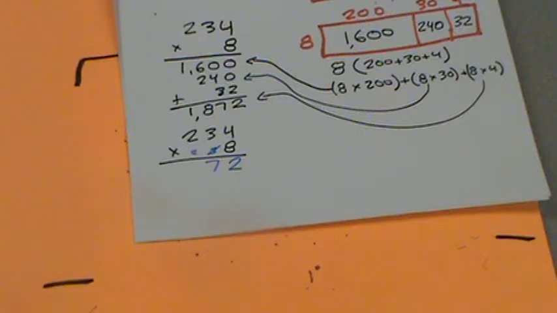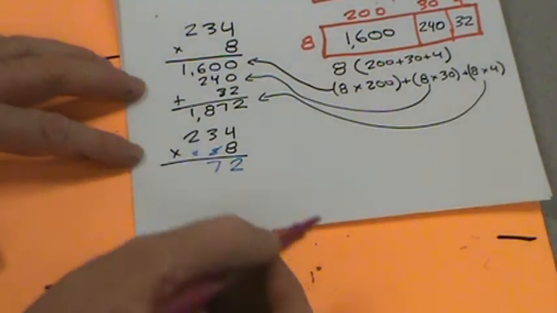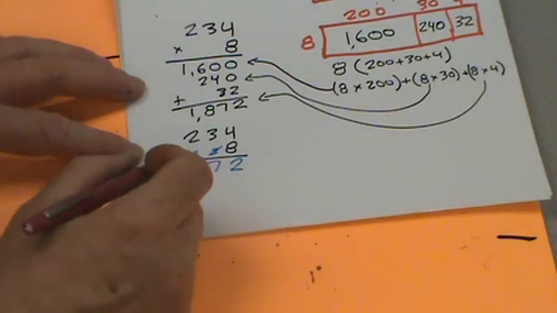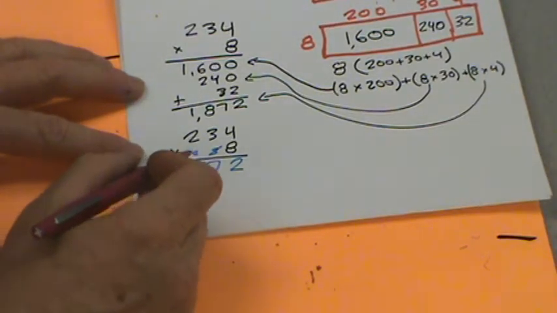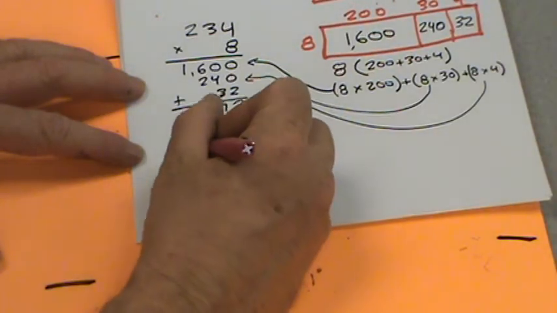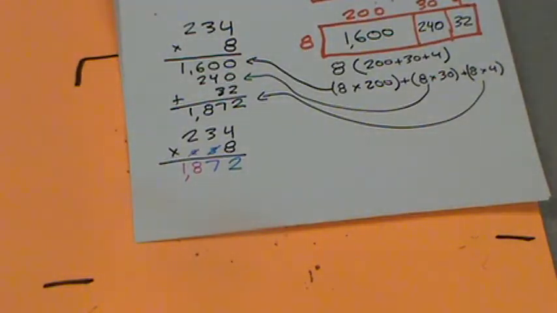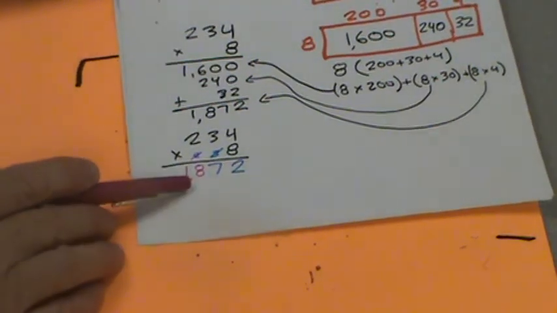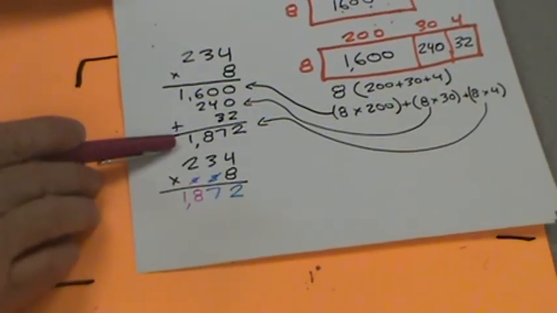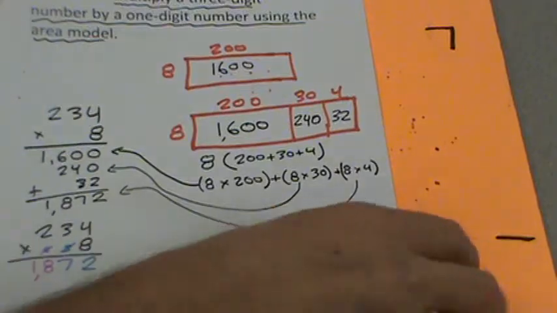So our last thing we're going to do, 200 times 8, 8 times 2 hundreds would be what? 16, but we have to add on that little 2. It's not a very good 2. 16, 17, 18, cross that 2 out, and there we have it, 1,872. So we got 1,872 here, 1,872 doing the partial product, 1,872 doing the area model, okay? Let's continue on.